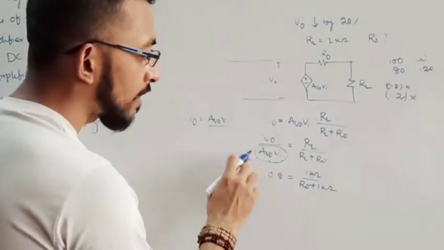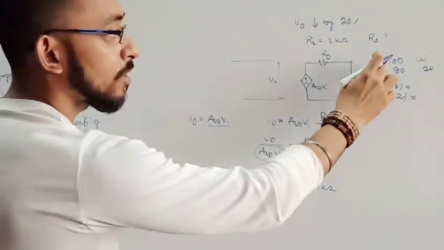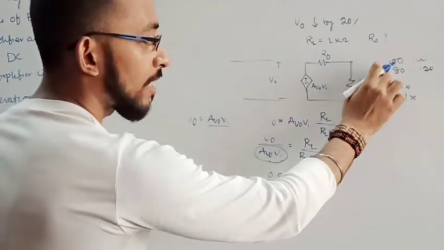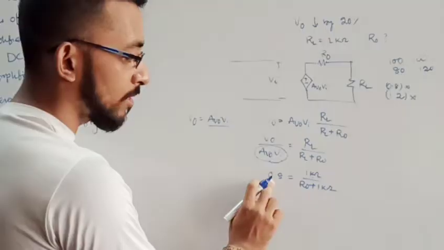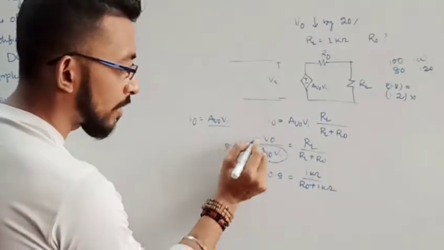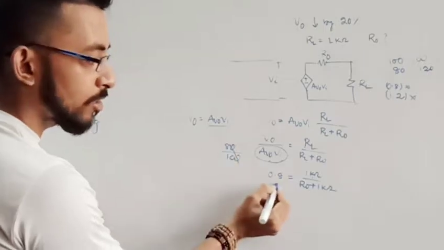Why did I write 0.8? Because it is said that it is decreased by 20%. Before it was 100, now diminished by 20% it becomes 80. So 80 upon 100 means 8 by 10, which is 0.8.